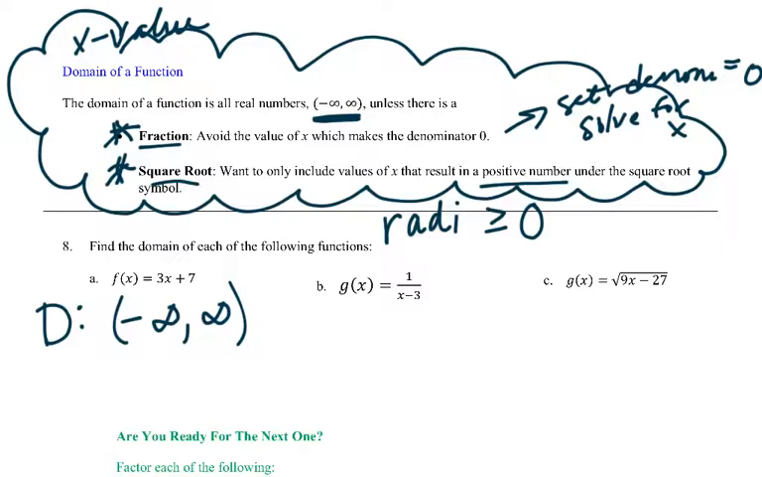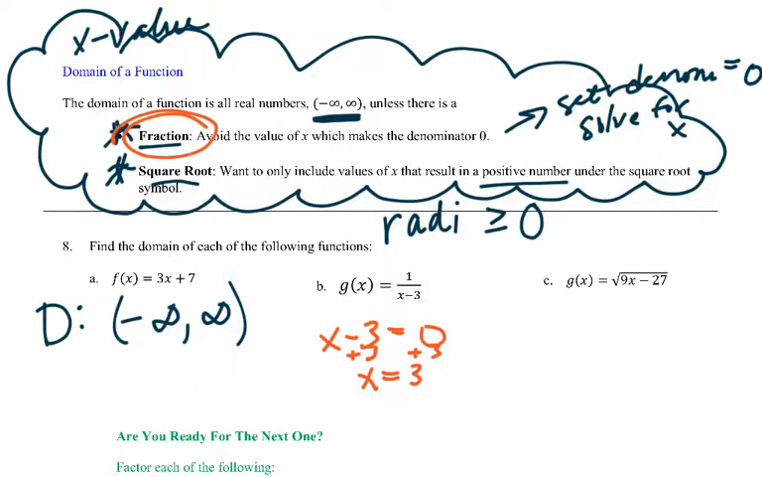All right, let's look at the next one, g of x. We have 1 over x minus 3. This function is a fraction. We have 1 over an x value of some sort. So what we have to do is find out what values are not allowed in the domain, which values would not be defined in the real number system. And so I take my denominator, x minus 3, set it equal to 0, and solve for x. Add 3 to both sides. And I get that x equals 3.